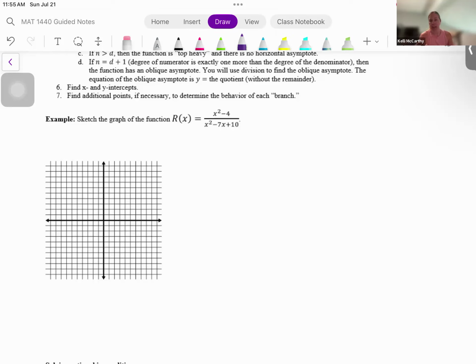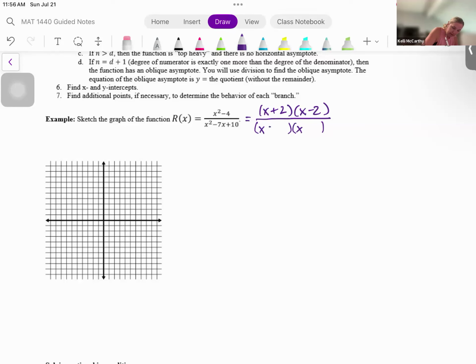To find the domain, and we know that we're going to end up simplifying this, let's go ahead and start factoring everything. So we're going to factor the numerator and the denominator. X squared minus 4, that's a difference of 2 squares, so that factors to x plus 2 times x minus 2. And then x squared minus 7x plus 10. We need factors of 10 that add up to -7. That's going to be -5 and -2.